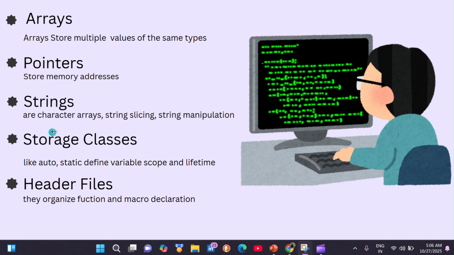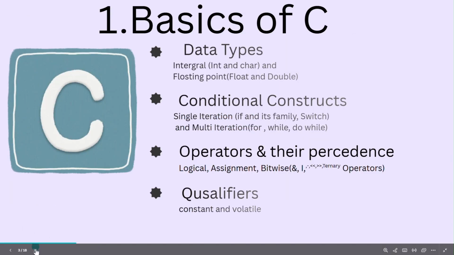Arrays hold multiple values of the same type. Pointers store memory addresses. Strings are character arrays. Storage classes like auto and static define variable scope and lifetime. Header files organize function and macro declarations.